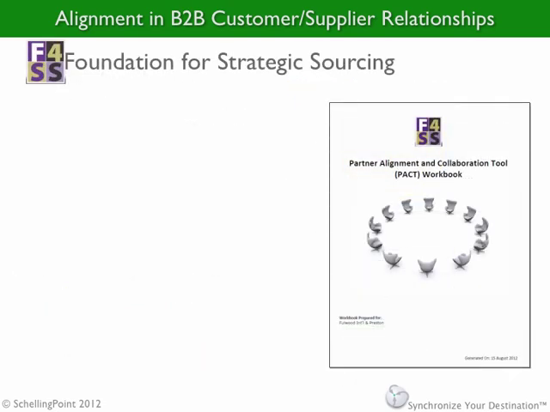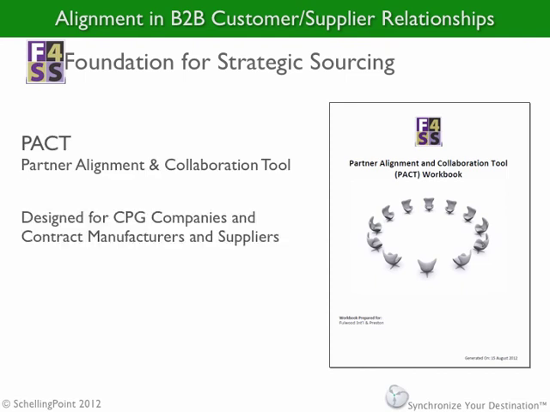One example of the use of alignment optimization in B2B customer-supplier relationships is an association called the Foundation for Strategic Sourcing. PACT is an online service that's now being used by CPG companies and their contract manufacturers and suppliers to allow all the personnel in the customer and the supplier to rapidly express their views of the relationship and receive a fully customized workbook identifying where alignment does and does not exist, prioritization of those items, and recommended actions to take.